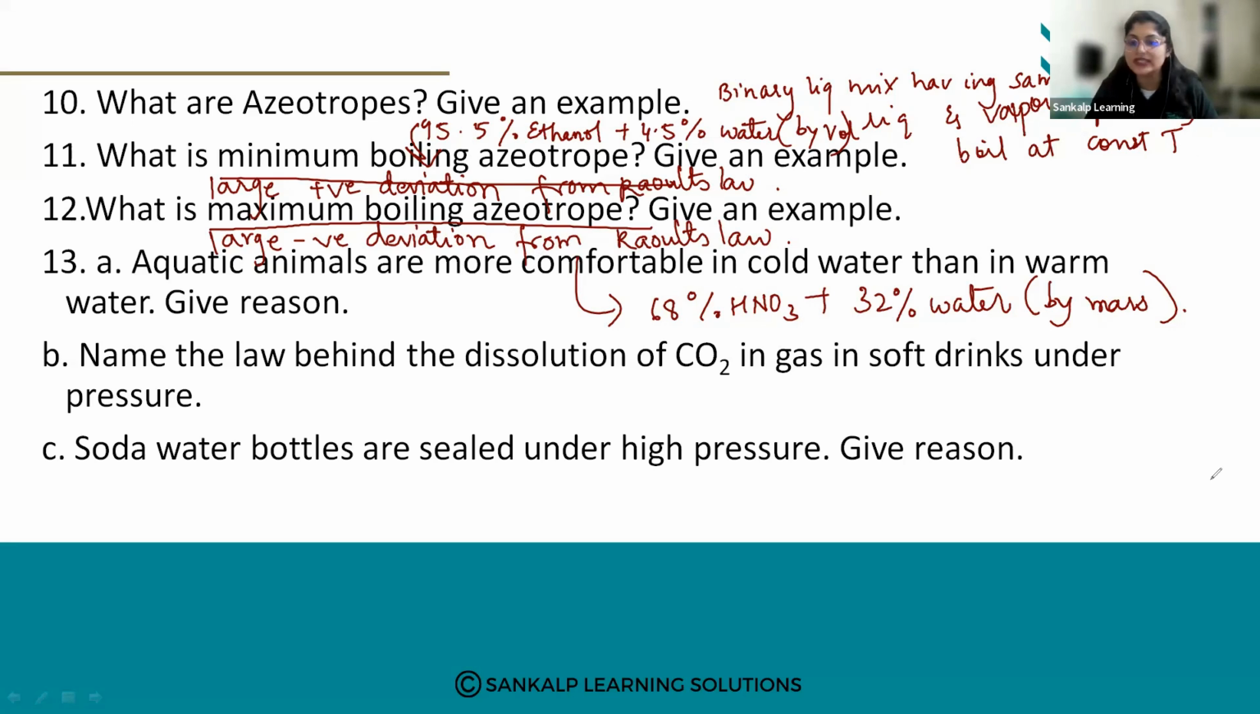I hope this is clear. Is it clear? What are azeotropes, what is minimum boiling azeotrope, what is maximum boiling azeotrope, and the examples? Is it clear?